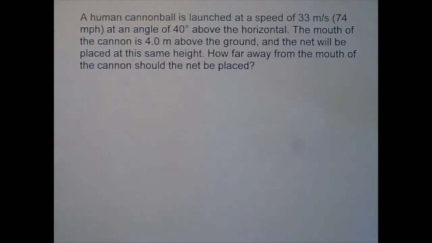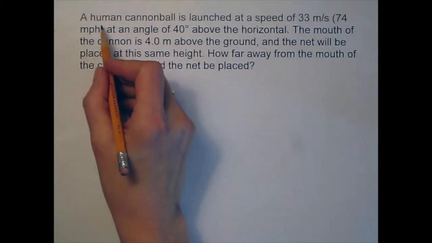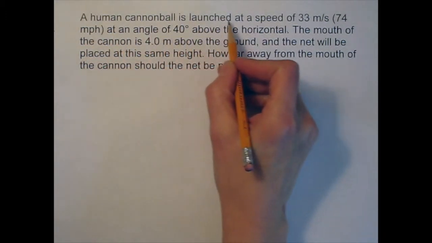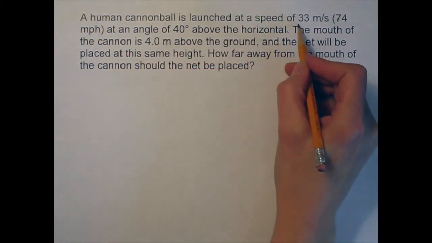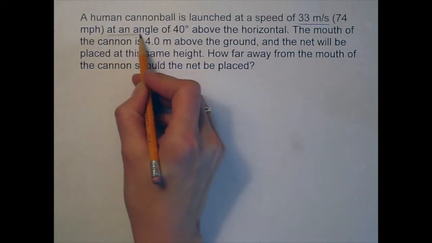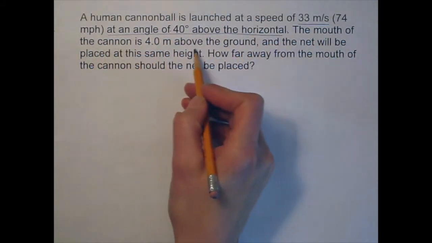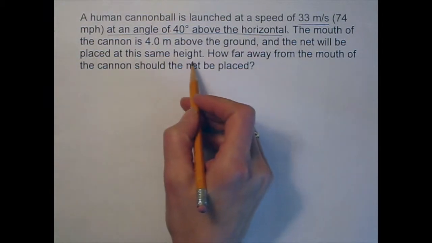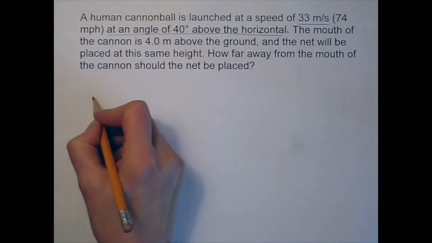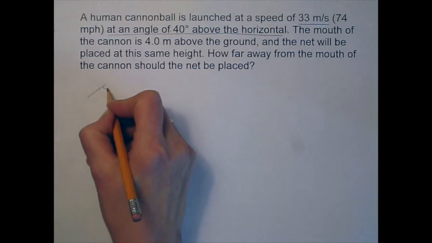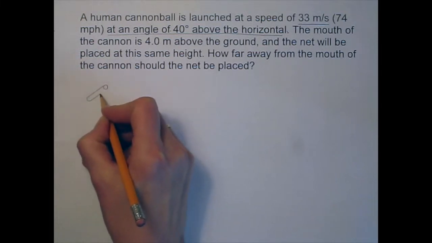The purpose of this video is to give an example of how to work with a projectile that has been launched at an angle where you are given the initial speed. So in this problem we have a human cannonball is launched at a speed of 33 meters per second at an angle of 40 degrees above the horizontal. The mouth of the cannon is 4 meters above the ground and the net will be placed at this same height. So I would recommend always beginning with a picture.